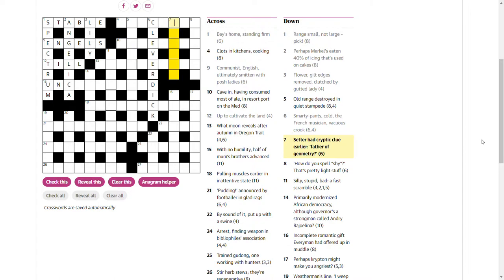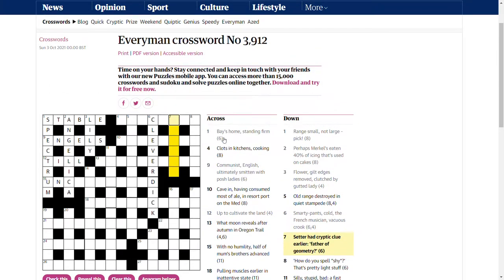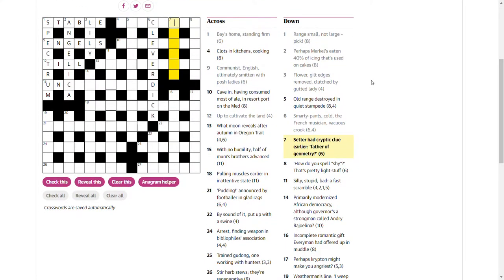Setter had cryptic clue earlier, father of geometry. No, that was Pythagoras, but obviously that doesn't fit. Oh, who is the setter? Could be relevant here. Doesn't say. Everyman. Right, because sometimes the setters use their own name as part of the wordplay. Okay. Setter. Cryptic clue. Earlier. Oh, it's an anagram of clue with the setter had is I'd. So it's Euclid. Yes. Famous geometrist? Geometer? Whatever the word is.